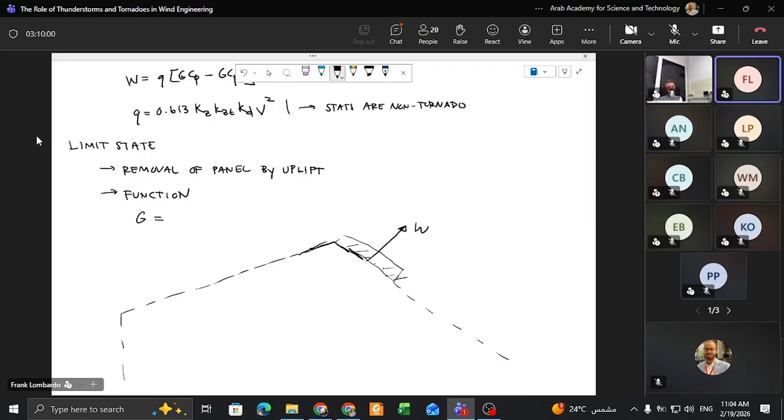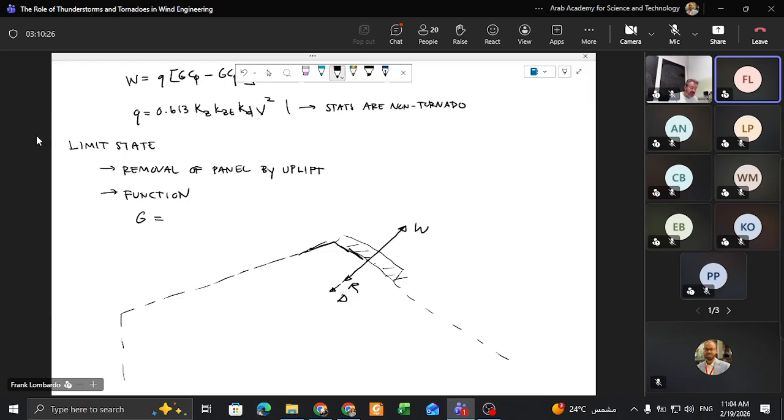So what's opposing our wind load? Yes, the nails, and what else? The resistance here, what was our last thing? The dead load, right? So our dead load is also going to oppose our uplift. So the limit state function is going to look something like this.